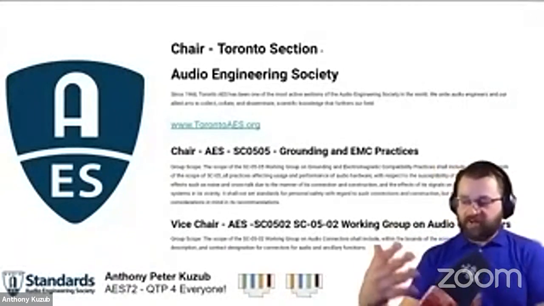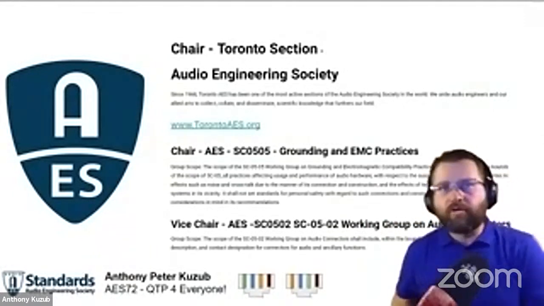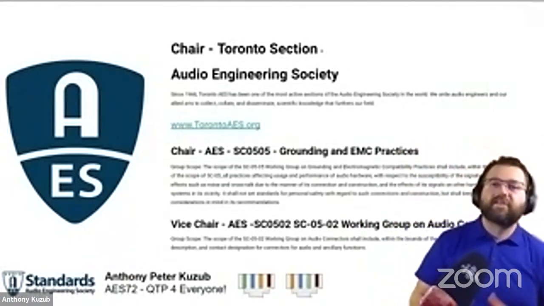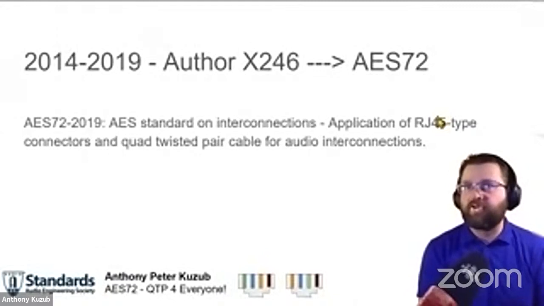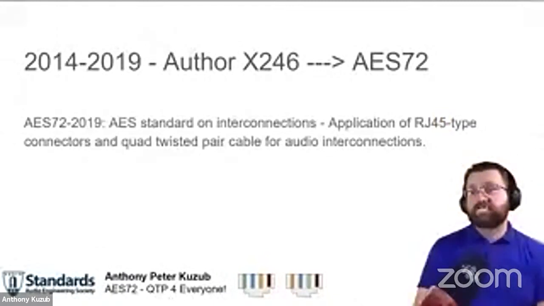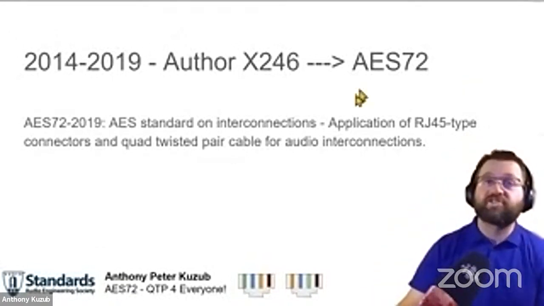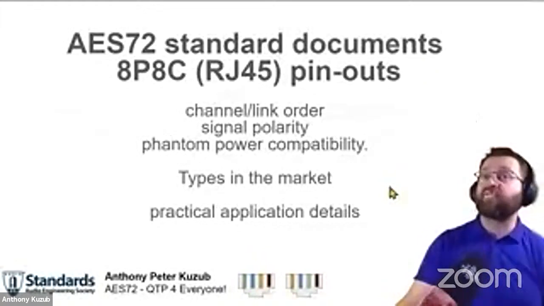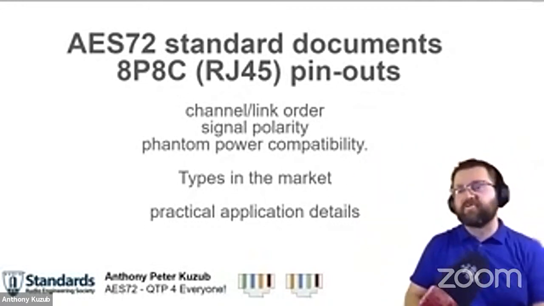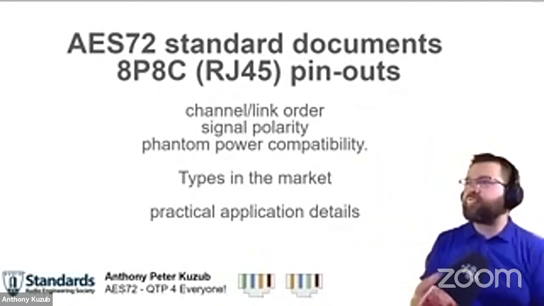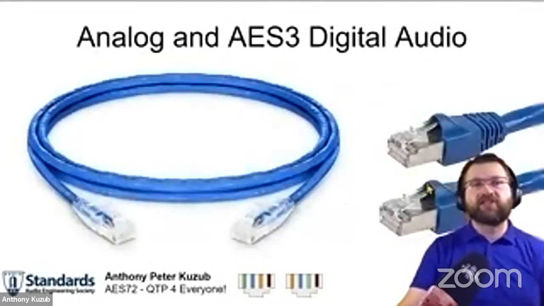So I got involved. Once I left Wardbeck and got in with the CBC, I got more involved with the Toronto Engineering Society, Audio Engineering Society, and the grounding practices and EMC practices, tying all of these things together for audio connectors. So in 2014 to 2019, we got together as a group, the subcommittee, and we came up with a standard for interconnection of application of RJ45 type connectors for twisted pair cable of audio connections. So we looked at the commonalities. We did a field survey of some of the things that are out there: channel link, signal polarity, phantom power compatibility. What types of things are in the market, and the practical applications of some of these details.